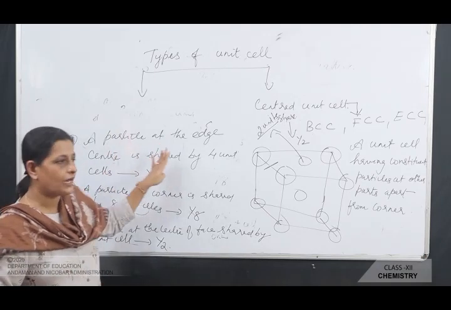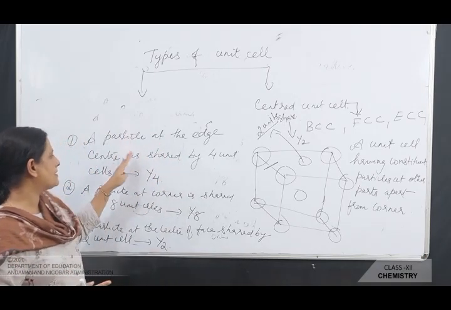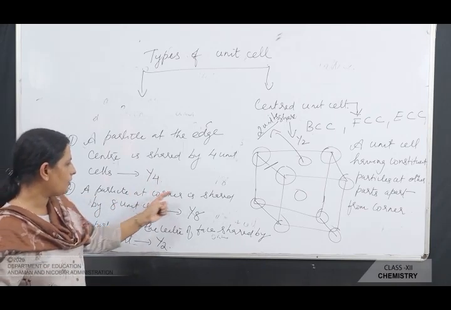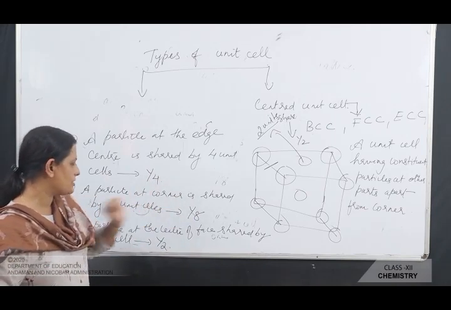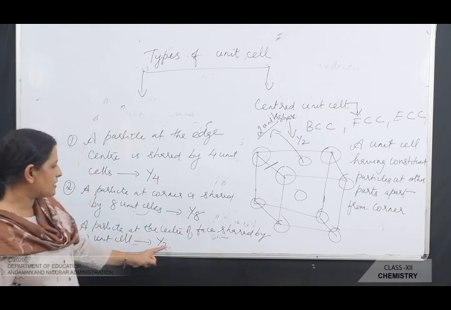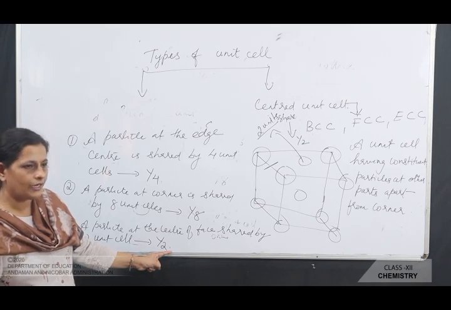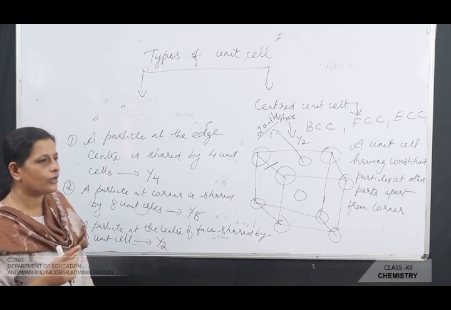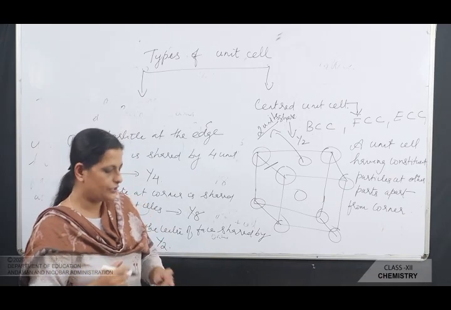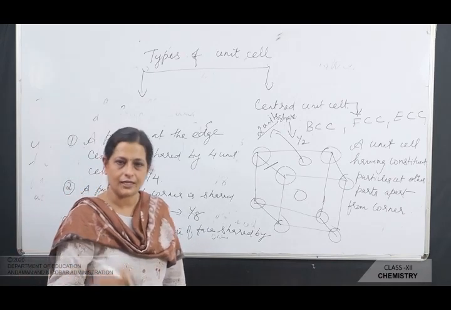So, this part should be very clear. A particle at the edge center is shared by 4 unit cells. So, contribution 1 by 4. A particle at the corner is shared by 8 unit cells. The contribution is 1 by 8. A particle at the center of the face is shared by 2 unit cells. So, the contribution is how much? 1 by 2. And at the center of the body is not shared by any other unit cell. So it belongs to that particular unit cell. So the remaining will continue in the next class.